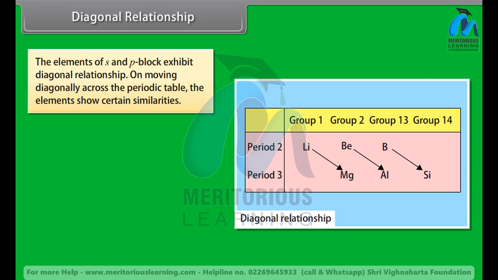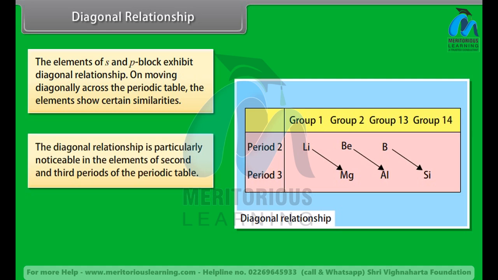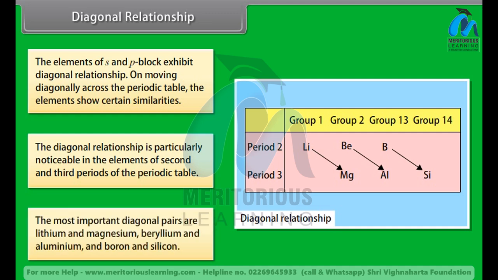On moving diagonally across the periodic table, the elements show certain similarities. The diagonal relationship is particularly noticeable in the elements of second and third periods of the periodic table. The most important diagonal pairs are lithium and magnesium, beryllium and aluminium, and boron and silicon.